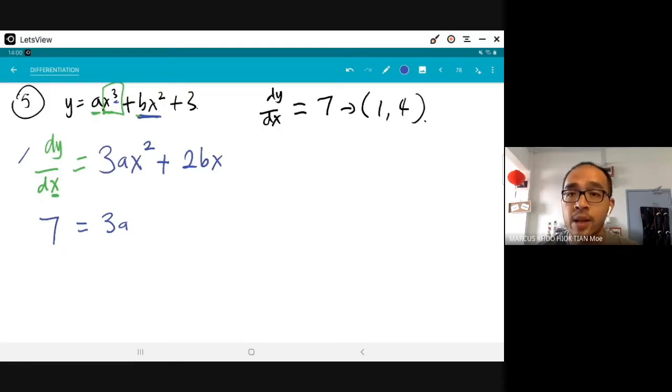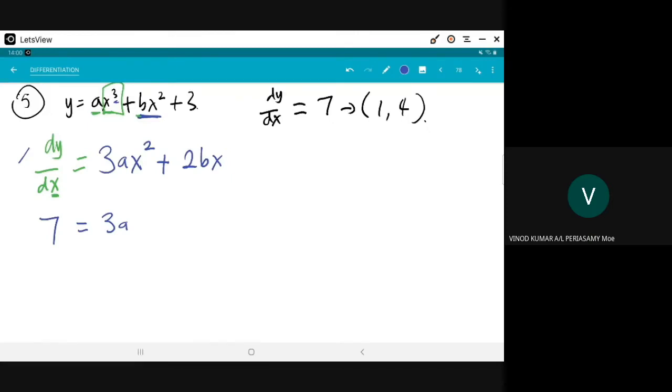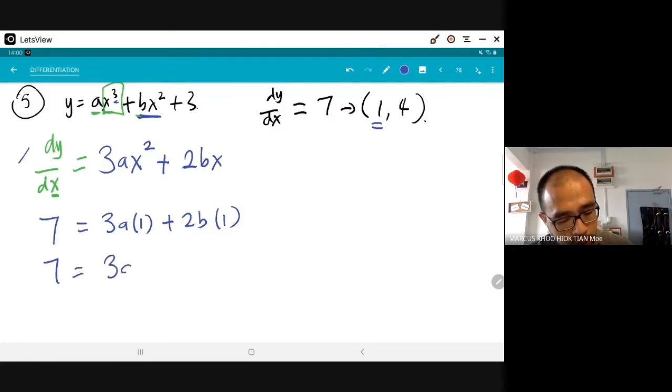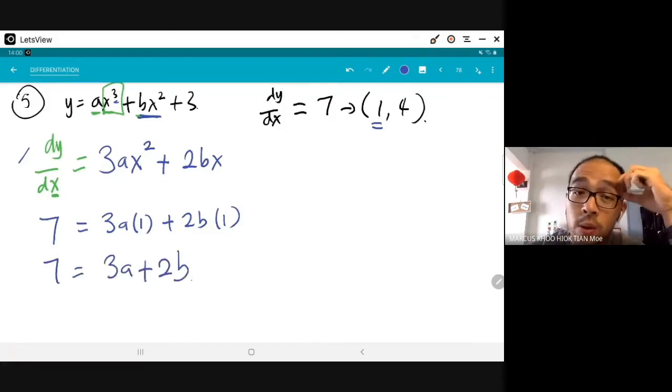Is there an x that we can sub? Anybody? Sub 1 dalam x. Sebab kita tahu x adalah sama dengan 1 tambah 2b darab 1. Let me simplify this. 7 equals to 3a plus 2b. But problem is, how do I find a and b?